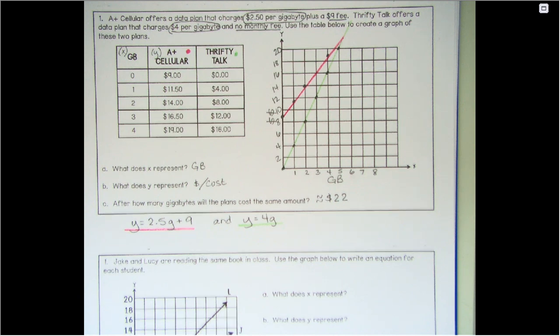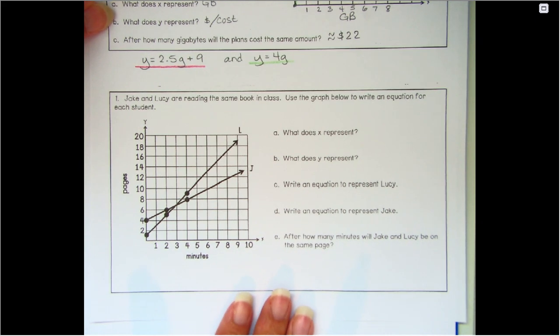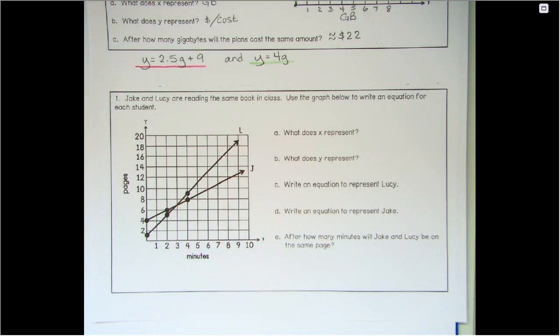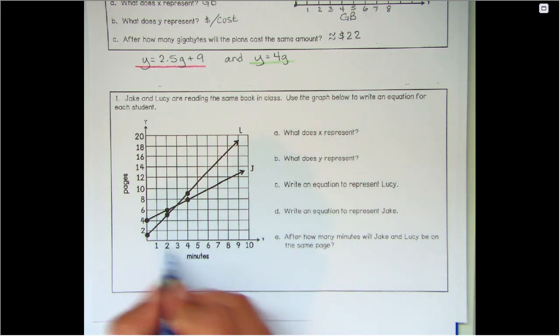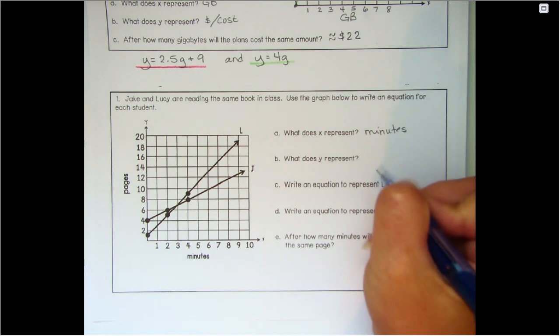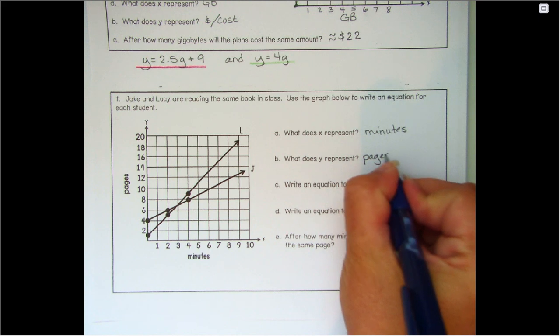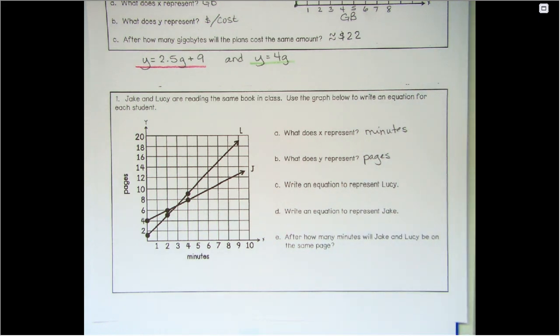Now, on my next example, two people are reading the same book. They have already provided us with the graph in this one. Again, they ask us, what does X represent? What does Y represent? Here's your X-axis, and it's already labeled as minutes. Here's your Y-axis, and it's labeled as pages. This would be an interesting one for my son and I to do, because I read faster, but that doesn't mean I understand better.